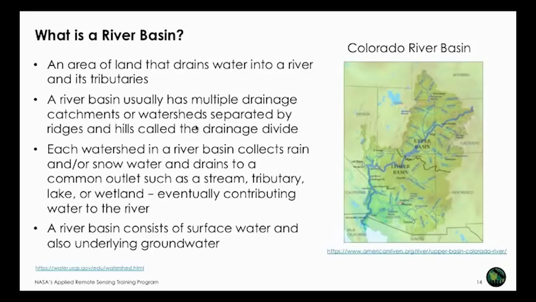These are the words we will use throughout this webinar series to talk about a small portion of a river basin where water is draining. And these watersheds are usually separated by ridges and hills. They're called drainage divides. So when we say drainage divide, we're talking about ridges and hills that isolate a subwatershed or subwater basin.